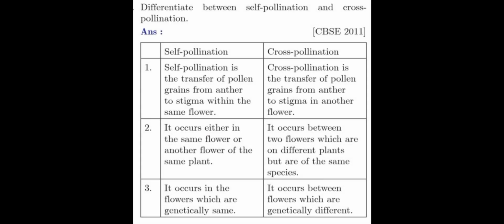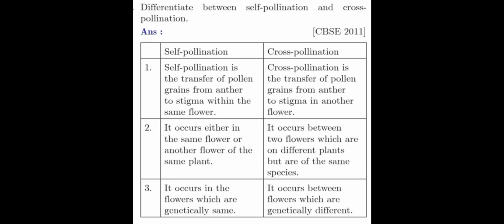Question number 3. Differentiate between self-pollination and cross-pollination. Answer. Self-pollination is the transfer of pollen grains from anther to stigma within the same flower. Cross-pollination is the transfer of pollen grains from anther to stigma in another flower.